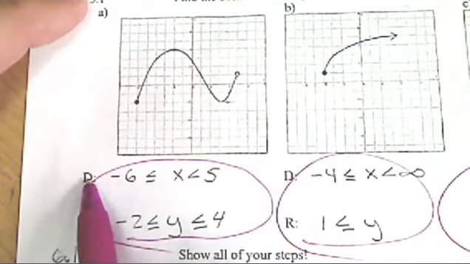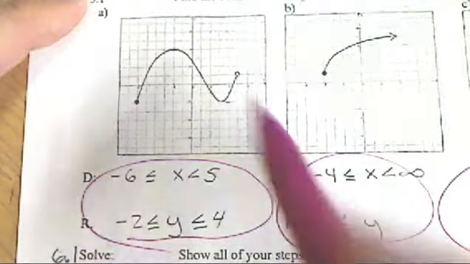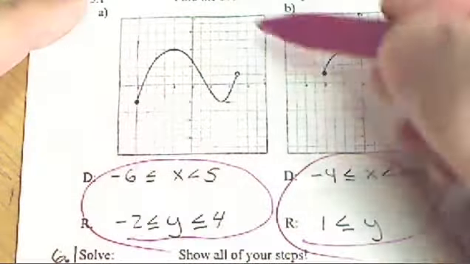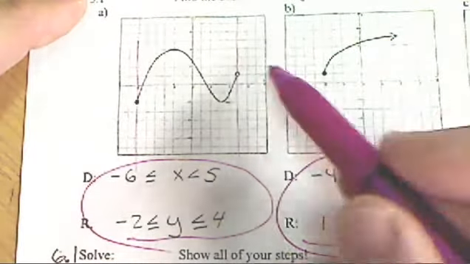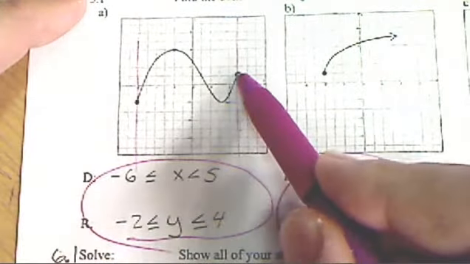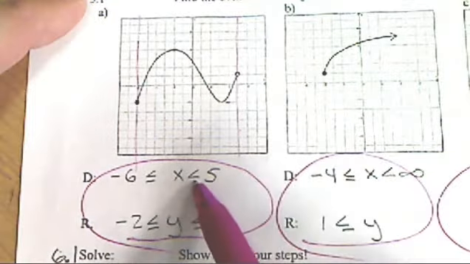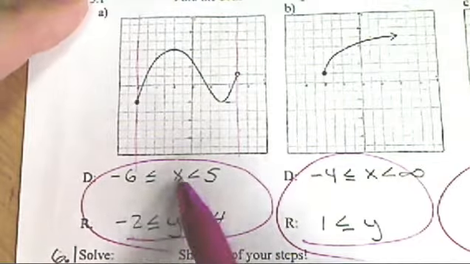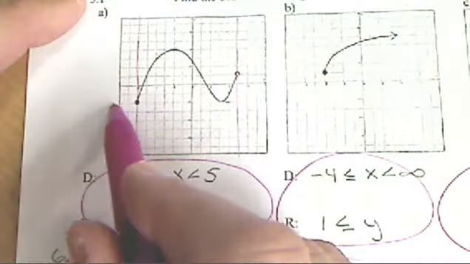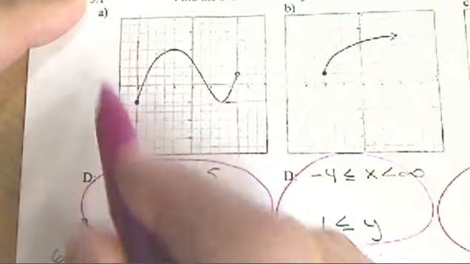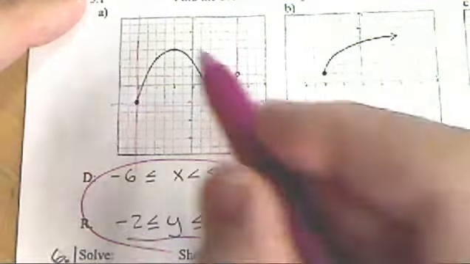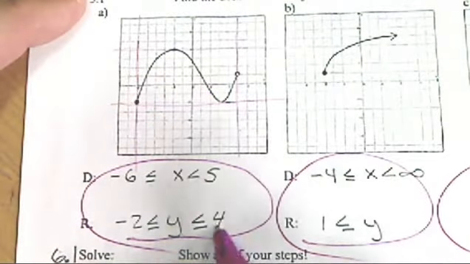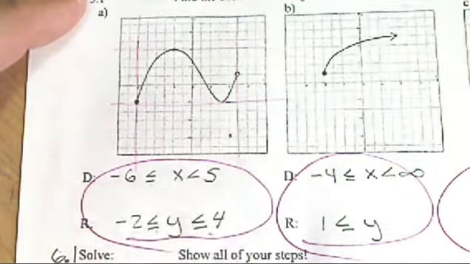Domain is my possible x values. It's all the x's. So I look at this and I go, what's my smallest x? Well, the smallest x is right here at -6. My largest x is right here at 5. Can't equal 5, cannot. So that's why it's not equal to it. Can equal it, and there it is. And that's my x's. My y's, my smallest y value. My smallest y is -2. And my largest y is up here at 4. And they can both be equal to it. That's why they're equal.